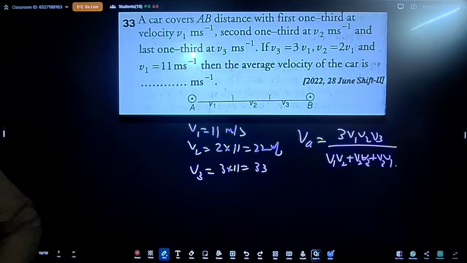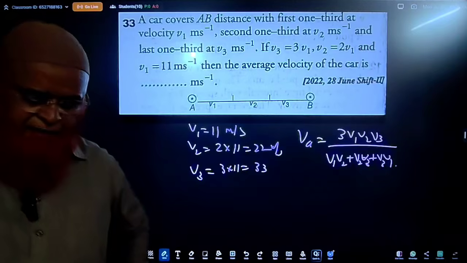Now I'll give some of the models on the board. You should be in a position to solve these models. Okay, that's it.